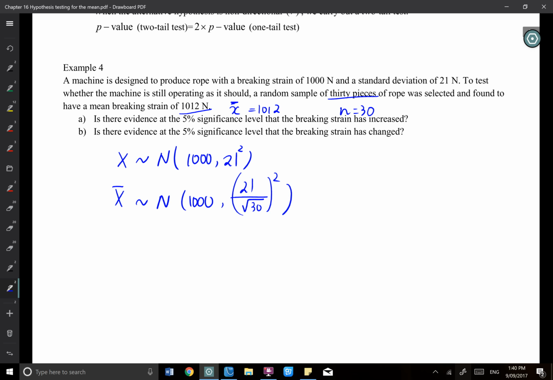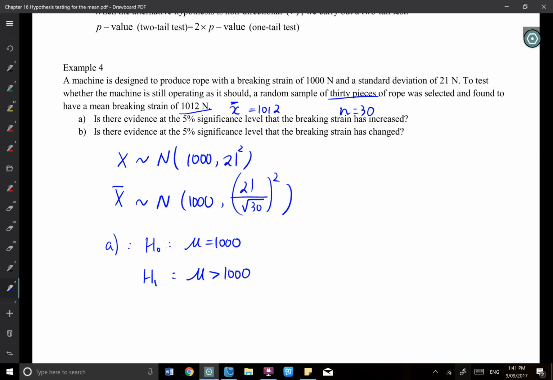Then what I want to think about is: is there evidence at 5% significance level that breaking strain has increased? Okay, the word increase is directional. So I would say hypothesis H0 is mu equals 1,000. I still assume that's 1,000. But H1, I would say mu is greater than 1,000. Because I observed 1012, I would say, well, it's larger than what it should be. And can I just assume that it's larger?